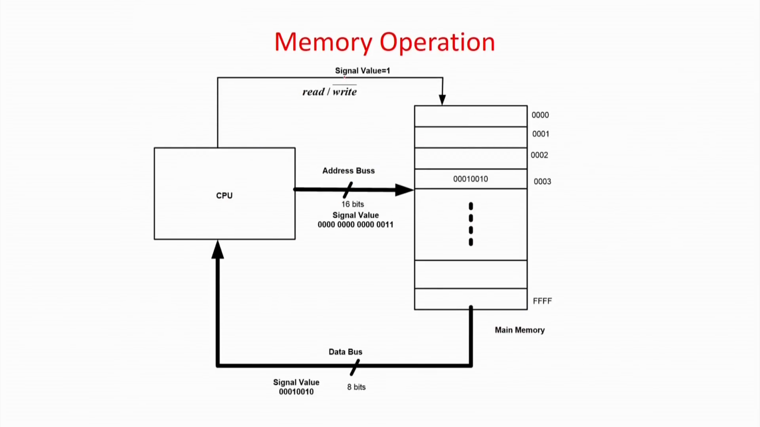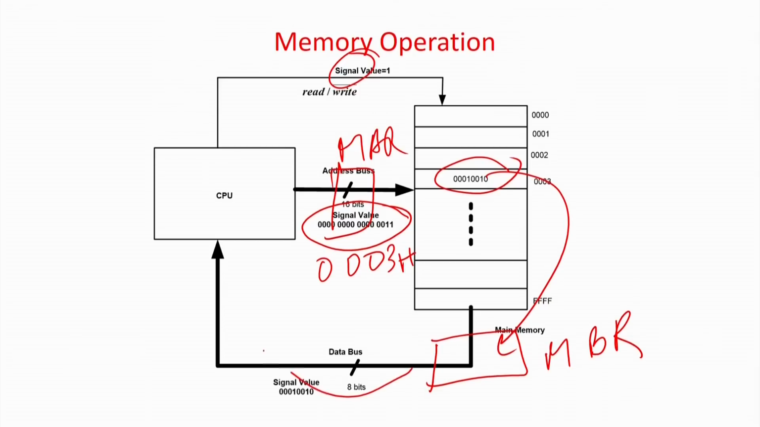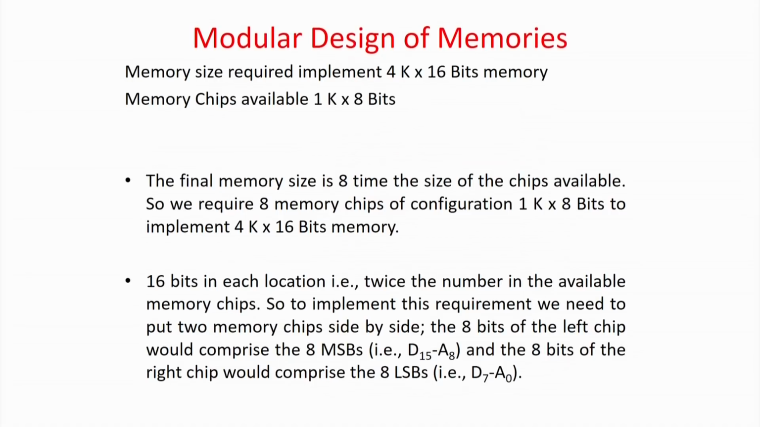So, now let us look at the figure. In fact, we have not drawn the memory buffer register here, and there will also be a memory address register. Say this is the content. You are giving the signal value 0003 hex in the memory buffer register. So, this location will be addressed, this is 1. The value will be read to the memory buffer register, from the memory buffer it will come to the CPU, and it will be written to the accumulator. That is the memory operation cycle.